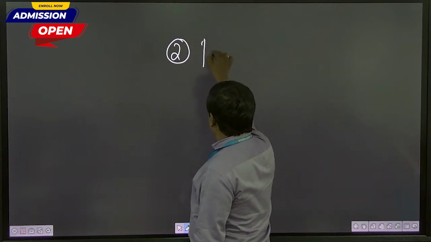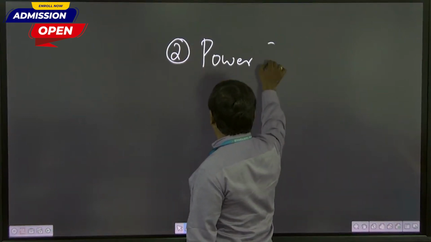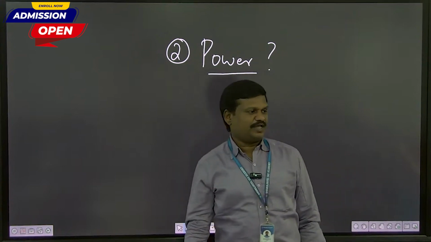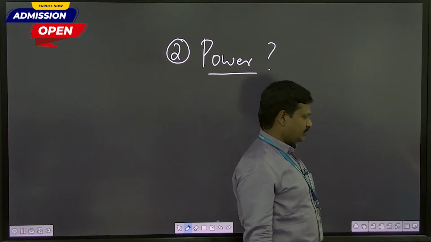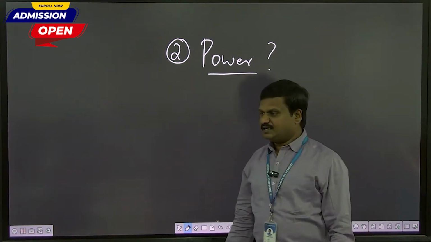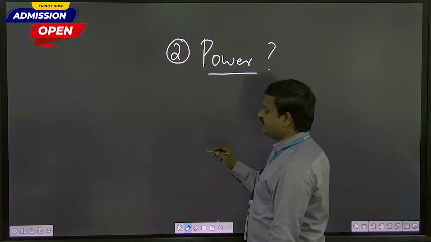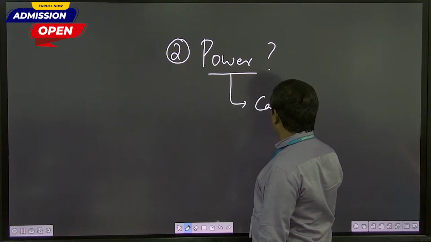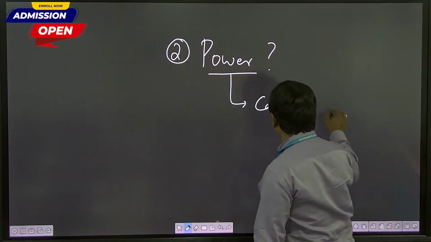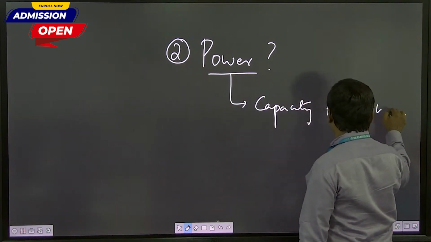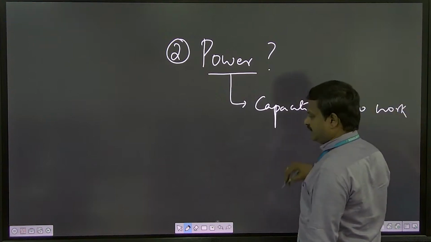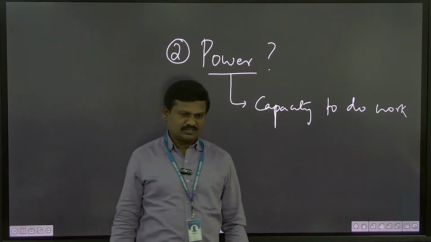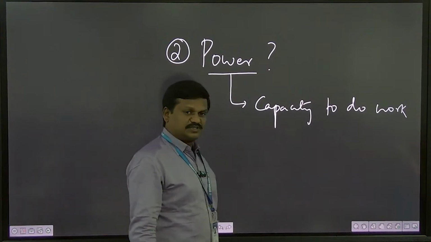Second point is, what is power? If you go to science, you study physics, the 6th textbook, science book. It says that in science, especially in physics, power means the capacity to do a piece of work. Capacity to do work is called power. The capability or the ability or the capacity to do work is called power in science, especially physics.